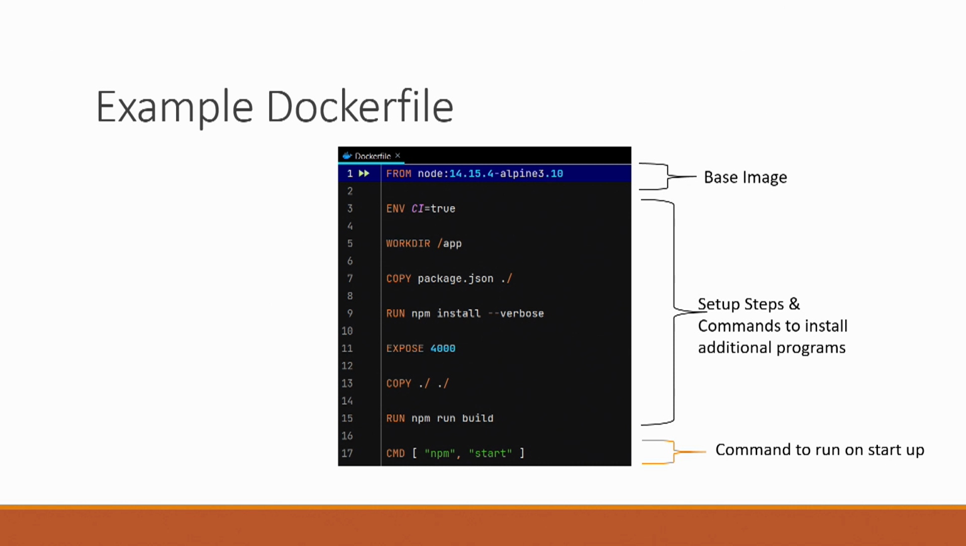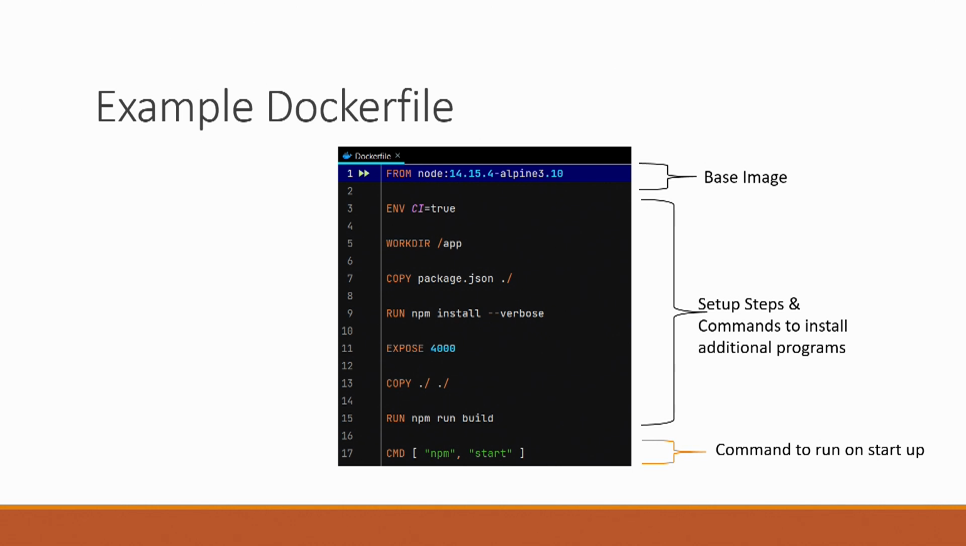In your example, I see the base image is coming from node. Is it a server typically or not? No, it's also an image. 14.15.4. So it's an image containing node, node 14.15.4. You know, we have different node versions. So it contains node 14.15.4 installed upon Alpine 3.10.